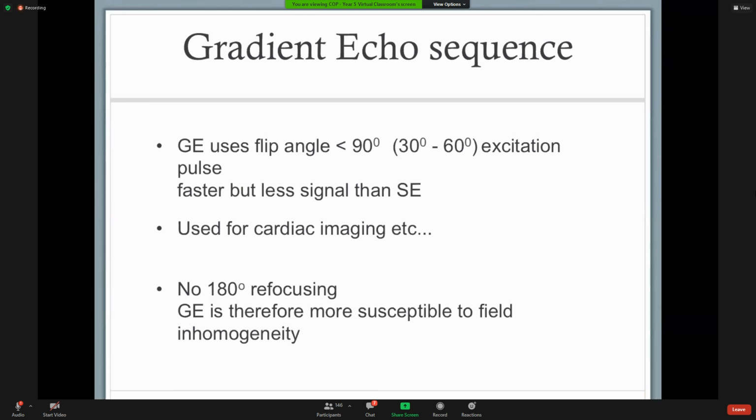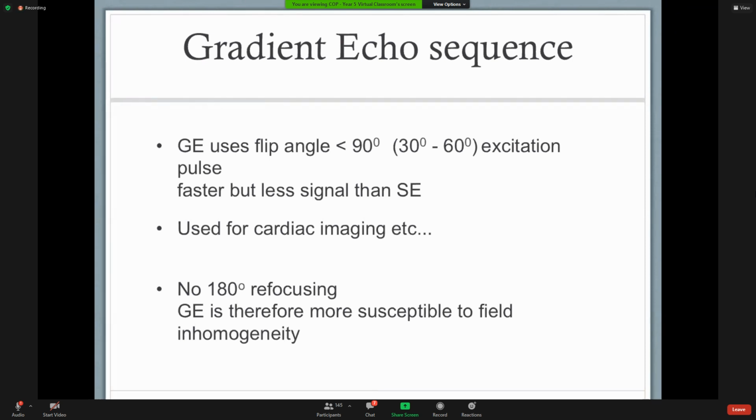Gradient echoes: the main advantage of them is that they do not wait for a complete 90-degree pulse, but they excite at smaller degrees, and that's why they are usually faster. But they also have the problem of being very susceptible to magnetic inhomogeneity.